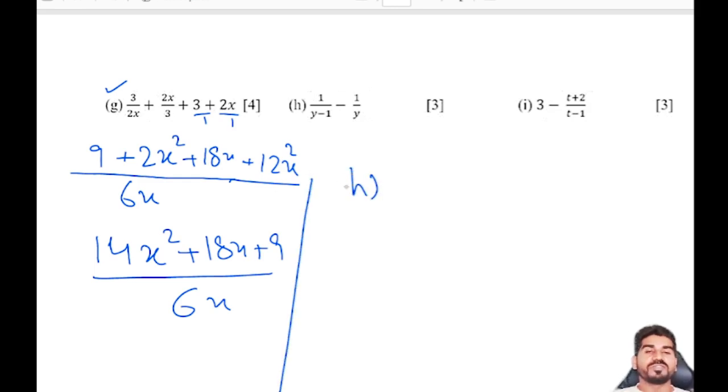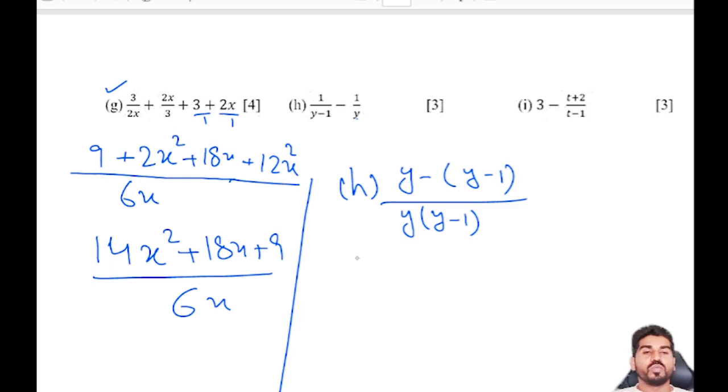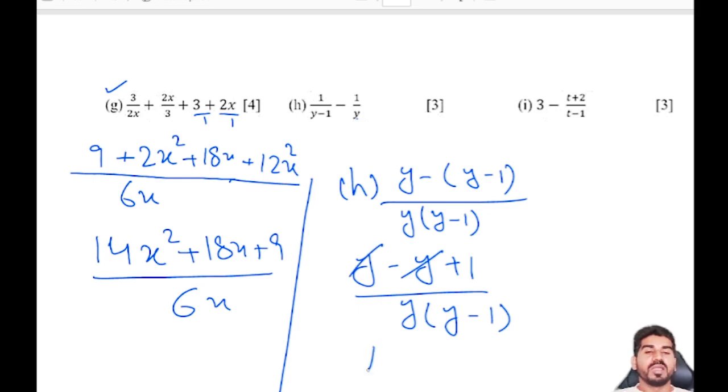Now part H is, again you can see, the LCM is y into y minus 1. When we take the LCM just by multiplication of the denominators, then there will be cross multiplication. So y times 1, it will be y here. Then 1 times y minus 1, so there will be y minus 1. Here you can see y minus 1 plus here, so y minus. Now y is cancelled with y. Here will be 1 over y into y minus 1. This will be the answer in the single fraction.